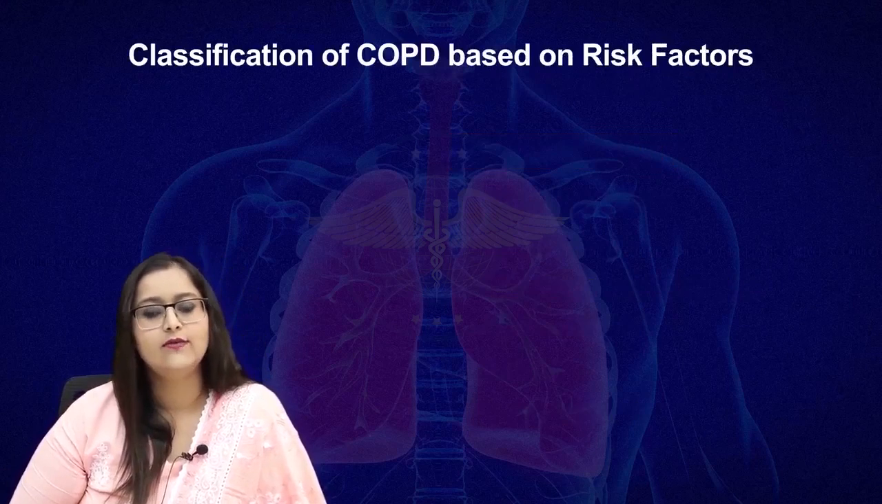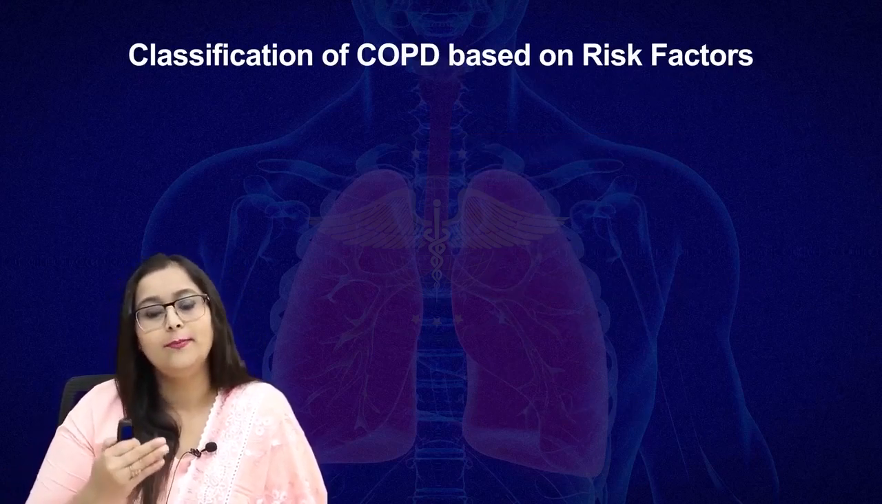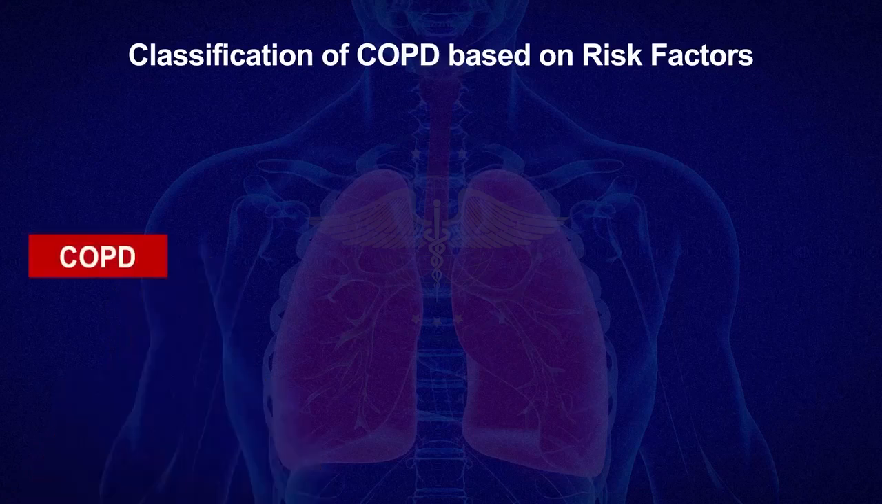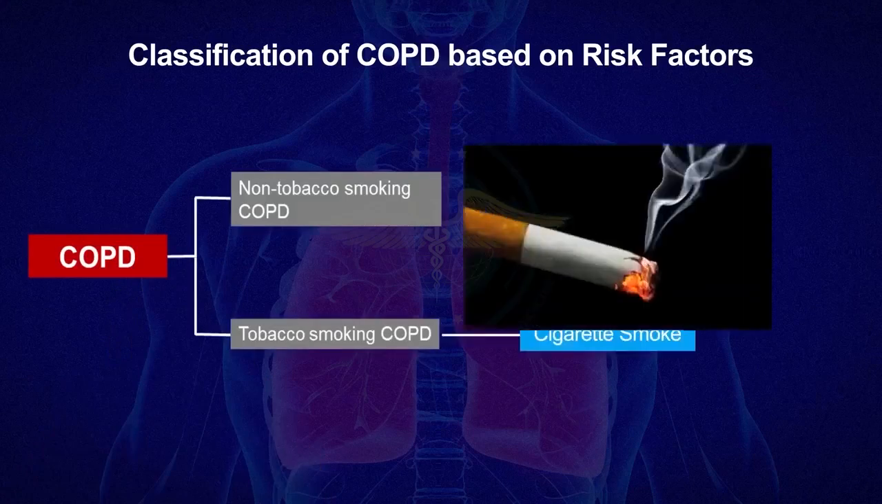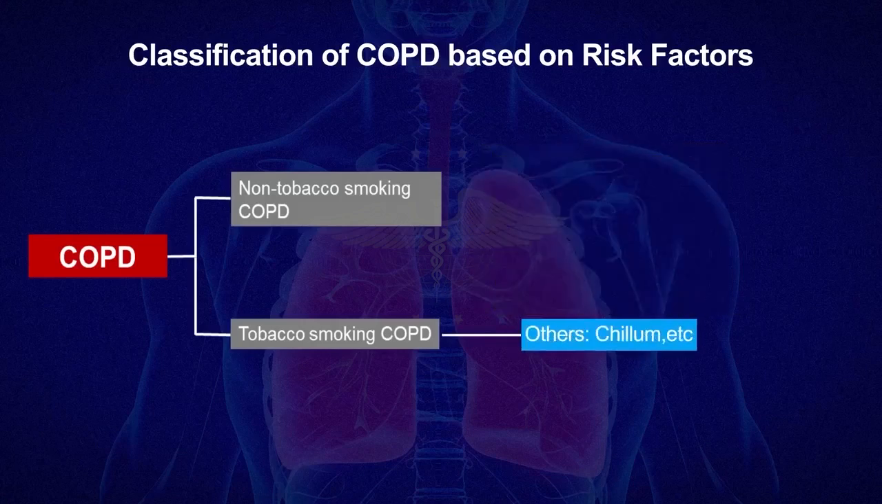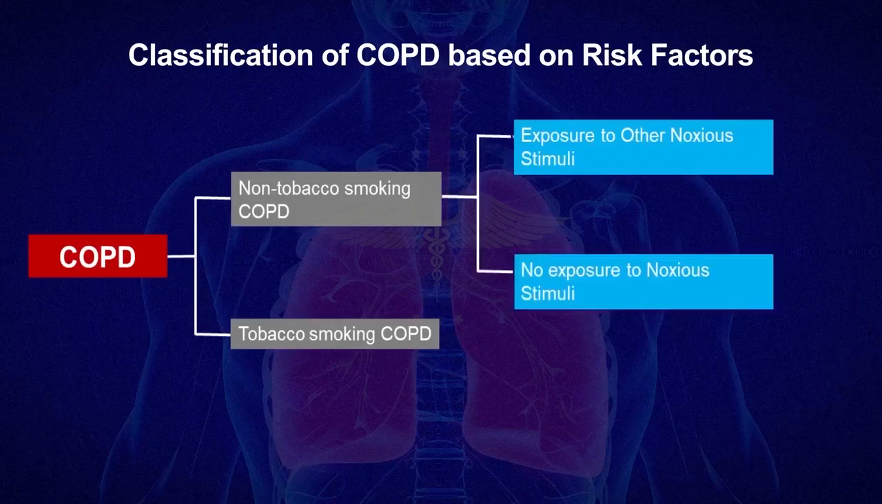So in my last slide, I would like to summarize the classification of COPD on the basis of risk factors. COPD can be caused by non-tobacco smoking causes and tobacco smoking causes. Amongst tobacco smoking, you would have cigarette smoke, bidi smoke, hookah smoke, and other forms of smoking. And very interesting, in the non-tobacco smoking phenotype, you will have exposures to noxious stimuli, and you will have COPDs that develop because of no exposures per se. You will not find real noxious exposures, but they still develop COPD.